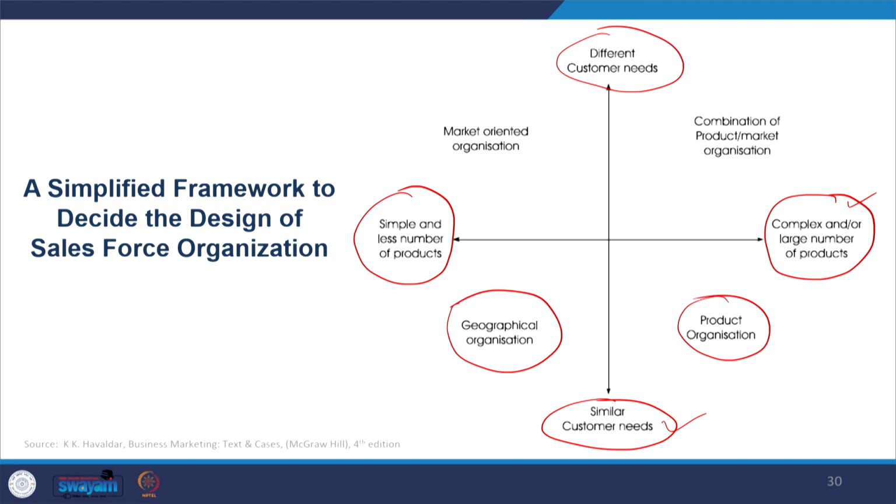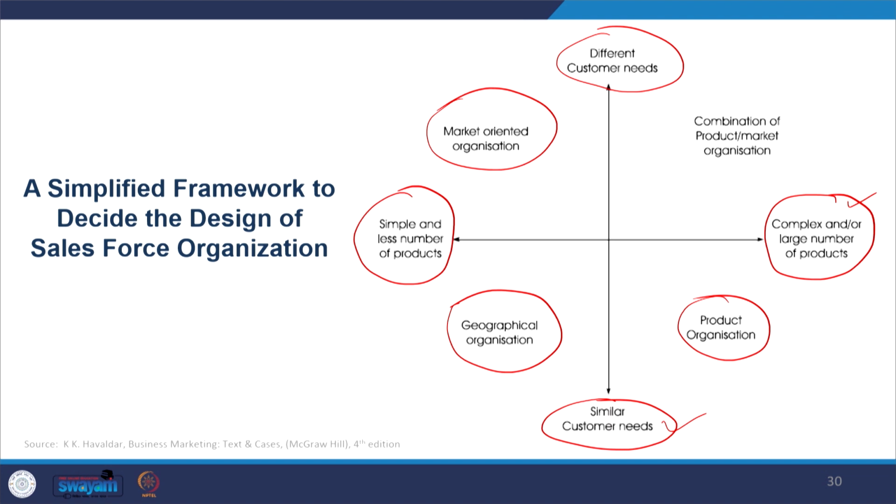Now, if the structure is less simple and you have fewer products, but the customer needs are different, the focus should be on the market oriented organization, which we just saw, on the basis of the target segments. Now, the fourth one is if you have different customer needs and a complex or large number of products, maybe a combination of the two could be utilized. Maybe a combination of the product and the market orientation can be utilized for this.